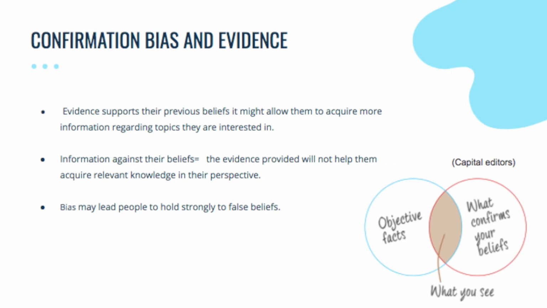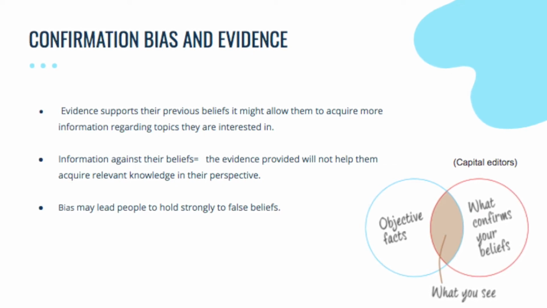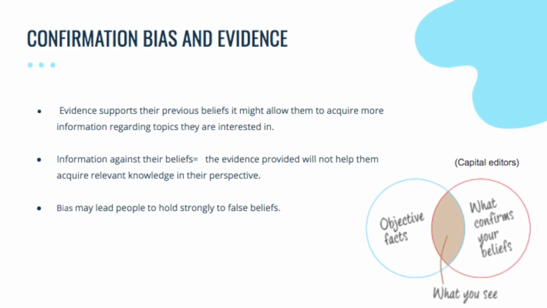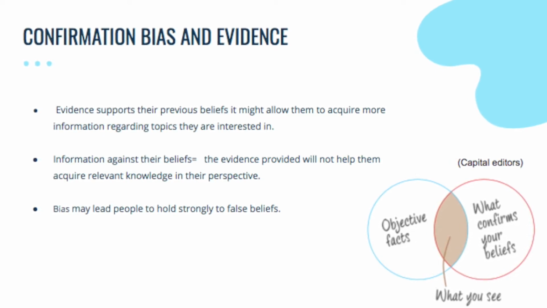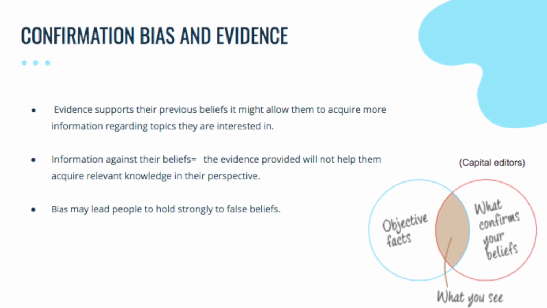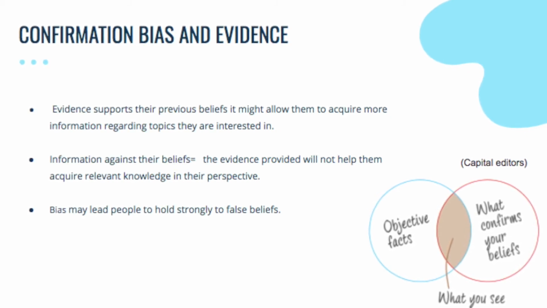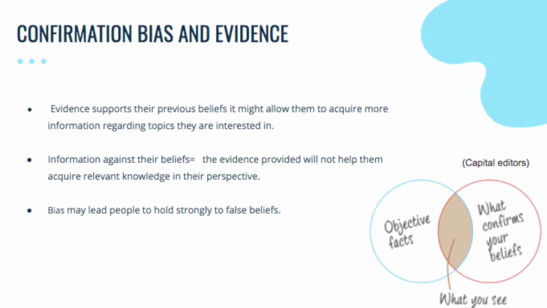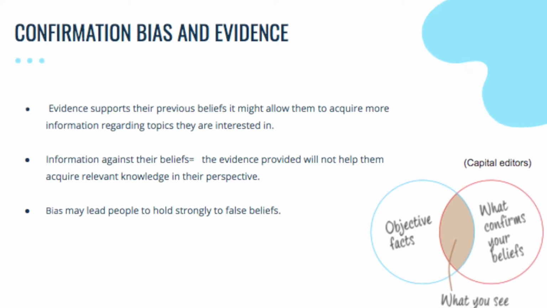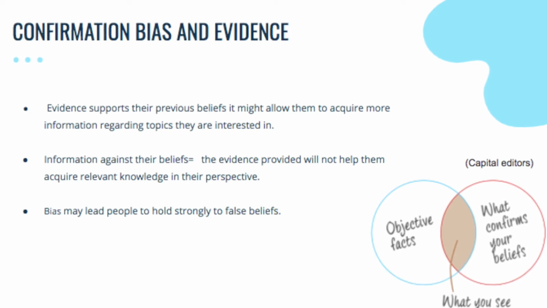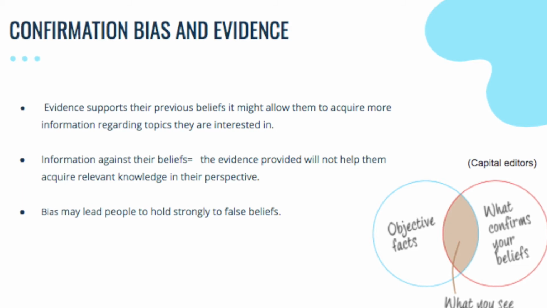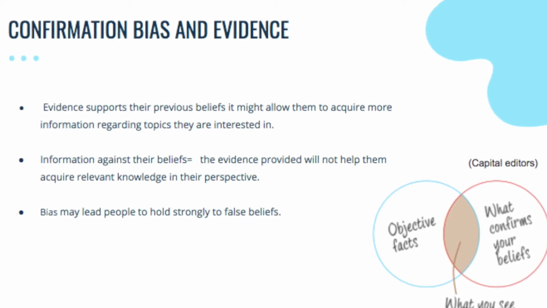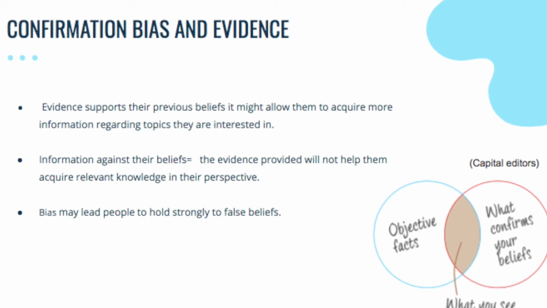This bias is very important because it might lead people to hold stronger beliefs to false information and false perspectives, even though there is evidence that demonstrates the contrary to what they actually believe in. This might cause people to become overconfident in their beliefs as they accumulate evidence that supports their perspective, when in reality there is evidence that goes against their beliefs and is actually overlooked and ignored by them.